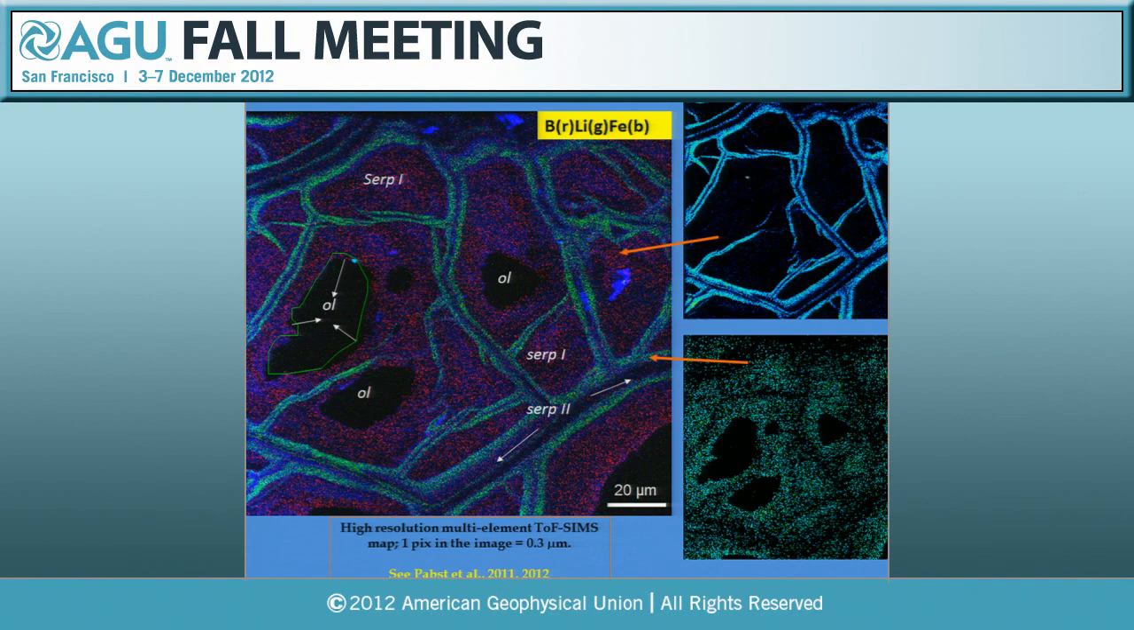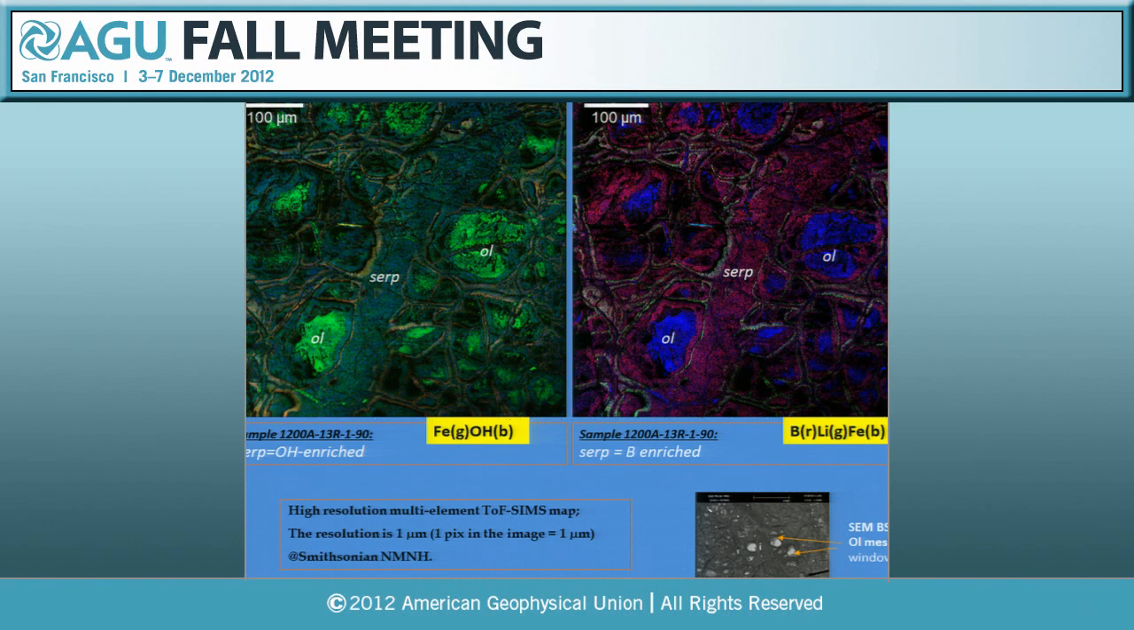But the point is that where we have olivine, we don't have any boron. Where we have serpentine, it looks like it's a very nice host for boron. This is just another example. Here we have OH in blue, which marks the serpentine. And here is the same thin section with the same scale of about 100 microns, and we see that boron resides exactly where the serpentine is, and it's very different from these olivine mesh windows.